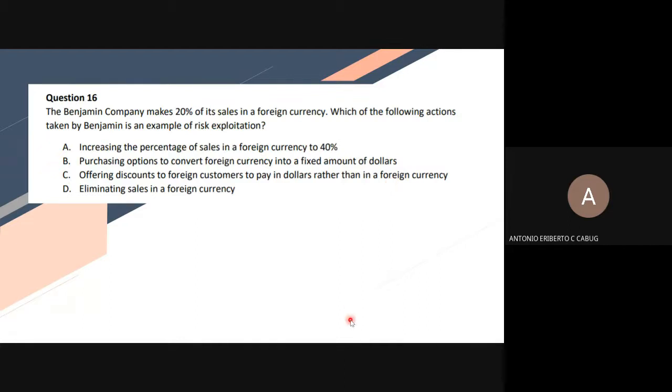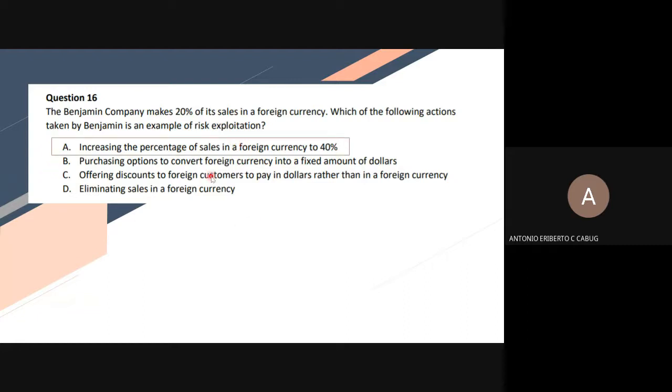The Benjamin Company makes 20% of its sales in a foreign currency. Which of the following actions taken by Benjamin is an example of risk exploitation? Enter your answers, everyone. Pag risk exploitation, you increase your risk with the hope that you're going to be more exposed to more returns. No?